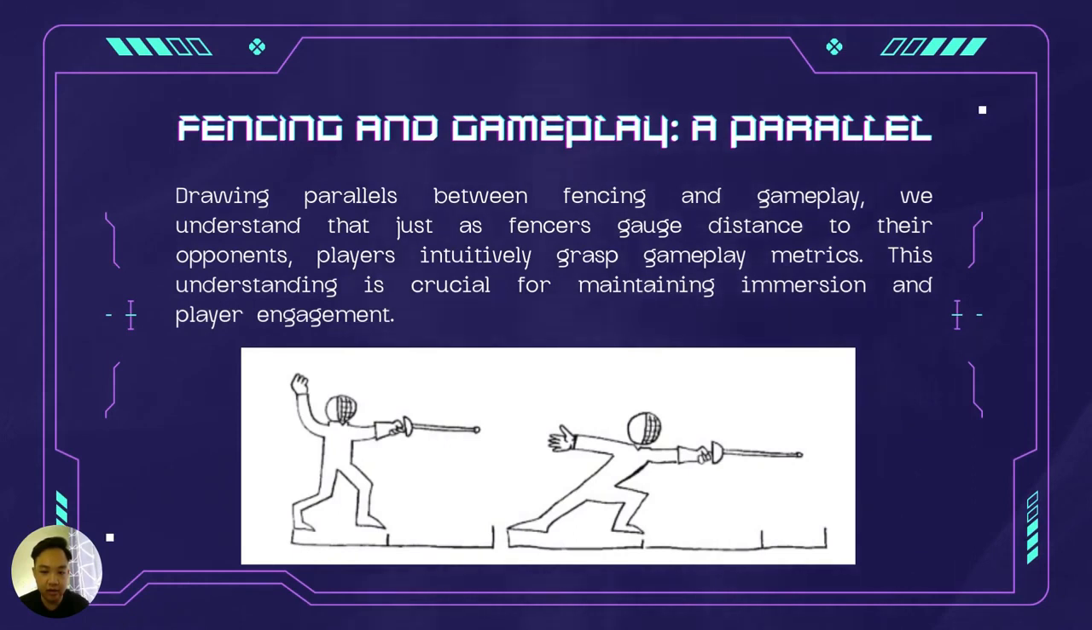So we can see that fencing and gameplay are parallel. Drawing parallels between fencing and gameplay, we understand that just as fencers gauge distance to their opponents, players intuitively grasp gameplay's metrics. This understanding is crucial for maintaining immersion and player engagement.